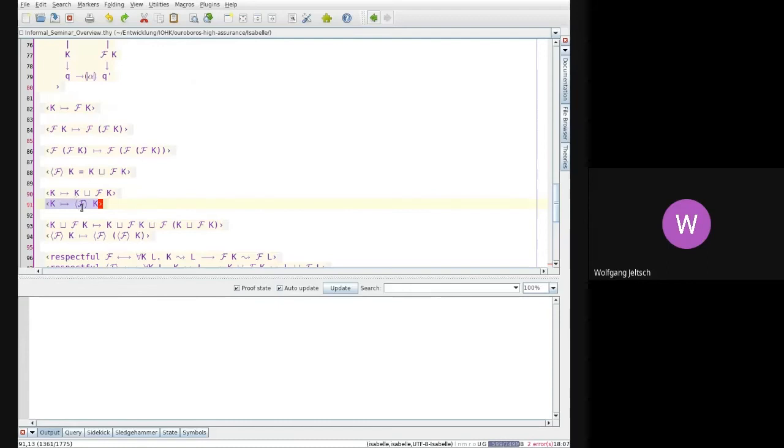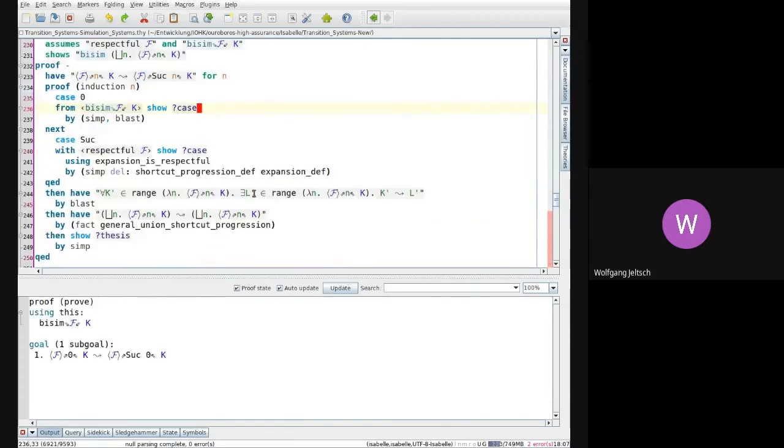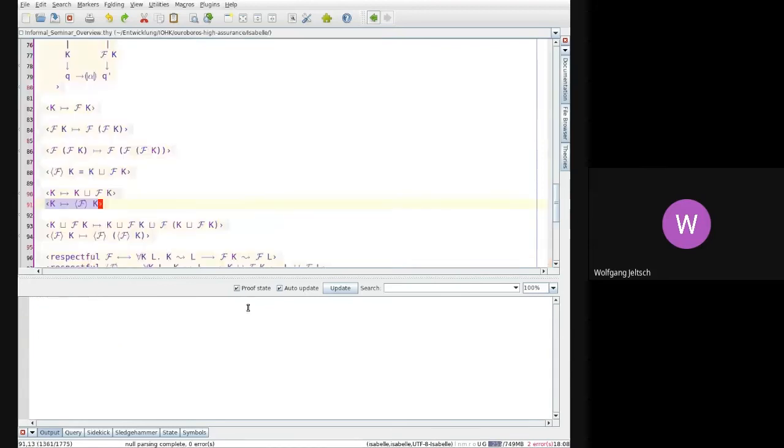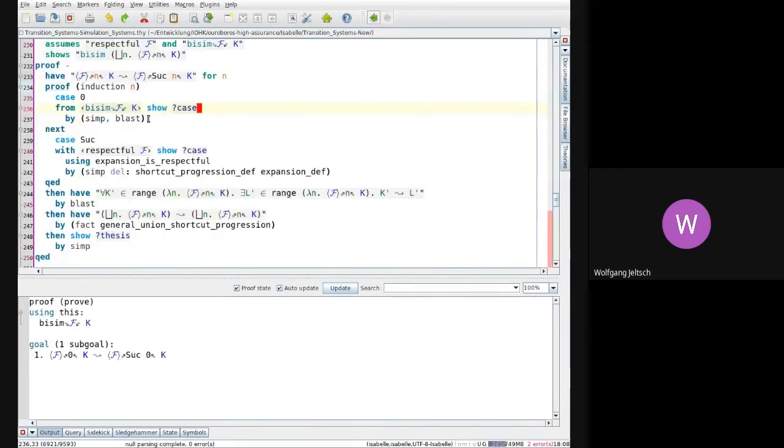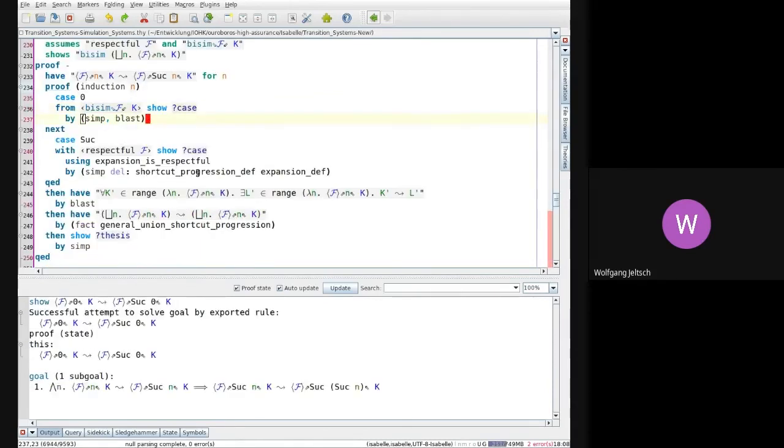And this is actually what we need. K bilaterally progresses to expansion of f applied to k. You see this here, expansion f to the power of 0 is just k. And expansion of f applied to the power of successor of 0, so to the power of 1, is expansion of f applied to k. This is this one here. And it follows very trivially from this one because k progresses to this, and then we can just extend this, and it still progresses. Isabelle is able to do this automatically with the right proof method.